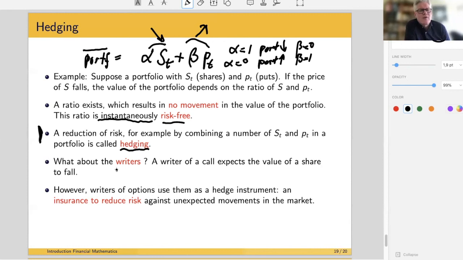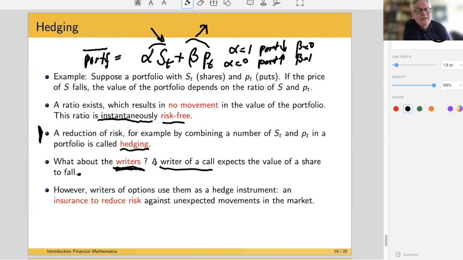So what about writers? Who is going to sell these products? Well, first of all, a writer of a call may expect that the value of the stock would fall. They could have a gut feeling that the value of the stock would fall. People sometimes say there are always pessimists in the market, and those could be the writers.